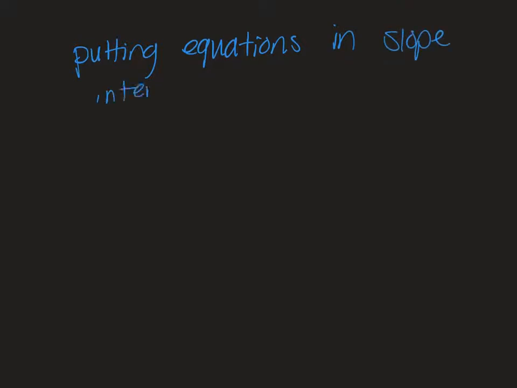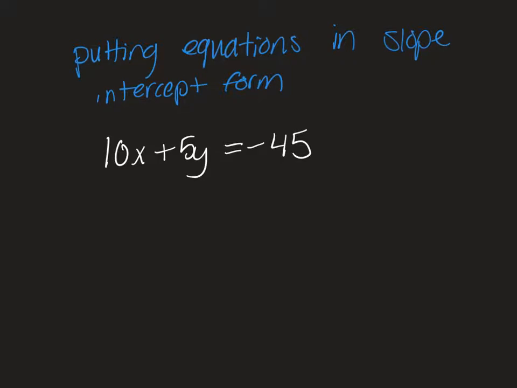And while we're talking about slope-intercept form, I want to do a couple examples of converting equations, or putting them in slope-intercept form. So let's say we have 10x plus 5y. Remember, when we're putting it in slope-intercept form, all we're doing is solving for y. So we're going to subtract our 10x over.